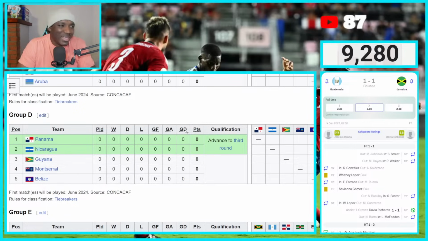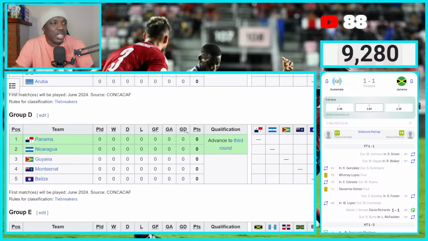Group D: Panama, Nicaragua, Guyana, Montserrat, and Belize. So those are the ones for Group D. Nicaragua, the Trinidad personnels know Nicaragua well. I'm not going to go into the history, but Nicaragua and Trinidad know each other well, so they are a good team and a tough team to face here and there. Guyana could cause some problems, but Guyana, Montserrat, Belize, all of them are teams that are building. I don't necessarily think that they're at that level as yet.